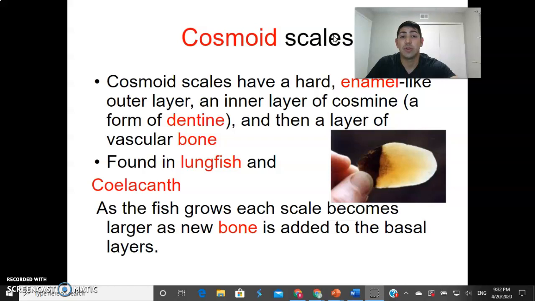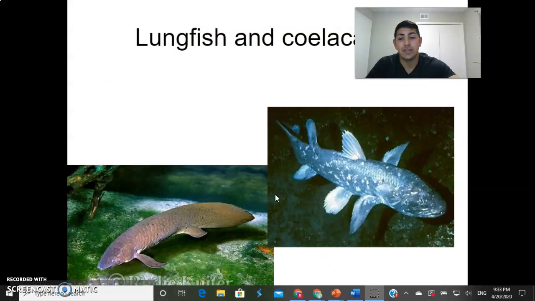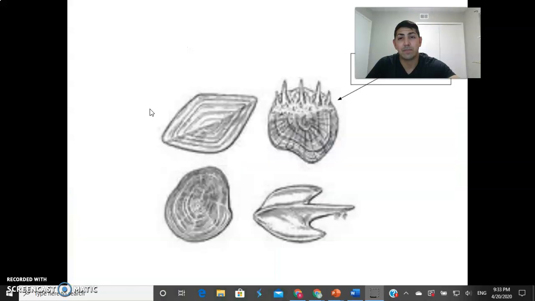Next we have the cosmoid scales, and these are very different. They have hard enamel-like outer layers and an inner layer of a cosmine, and it's like a form of dentin, like what's made out of tooth, and then a layer of vascular bone found in lungfish and coelacanths, and these are very ancient types of fish. As a fish grows, each scale becomes larger, and the new bone is added to the basal layers. And here's that picture of those cosmoid scales. Here are these lungfish right here.